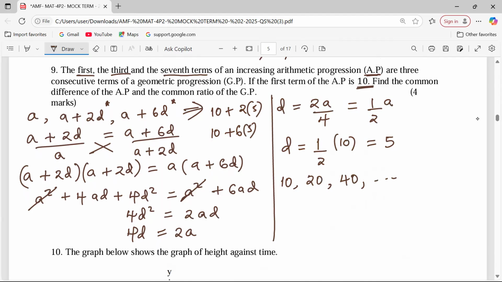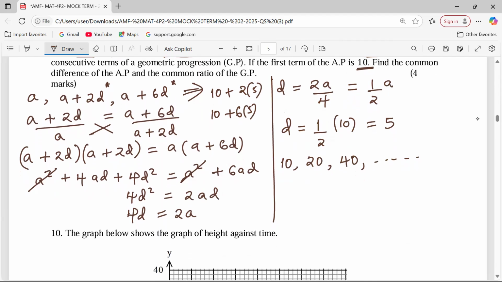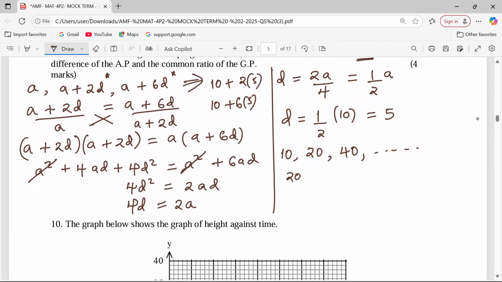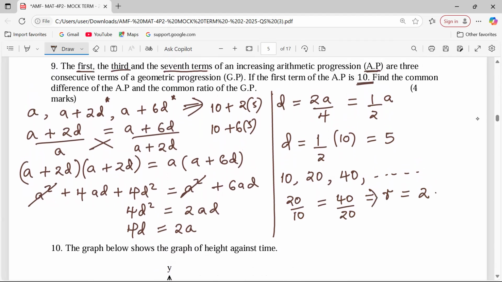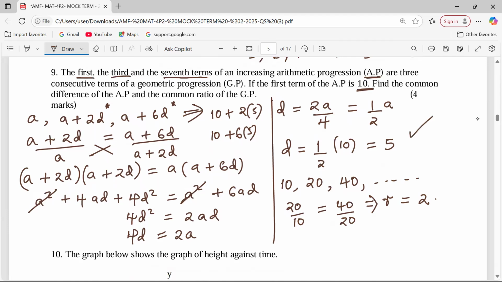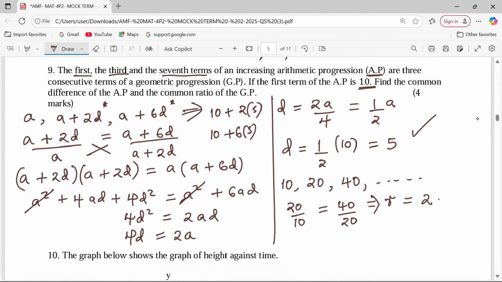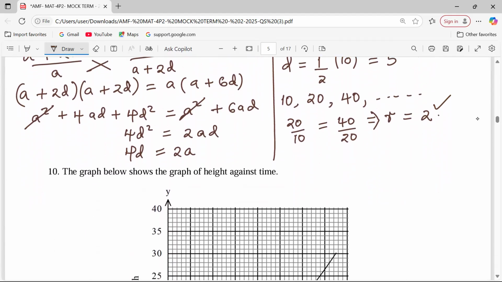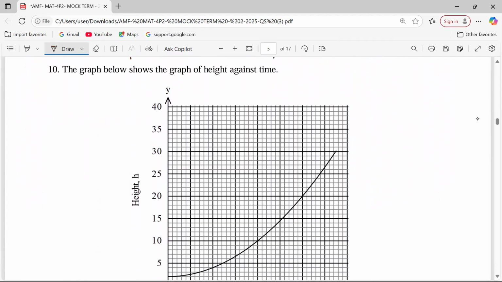Then the sequence now continues. If we take 20 over 10, we should get the same as 40 over 20. And this confirms the common ratio to be equal to 2. So the common ratio is 2. We have gotten the common difference of the AP and the common ratio of the GP. Very simple working.